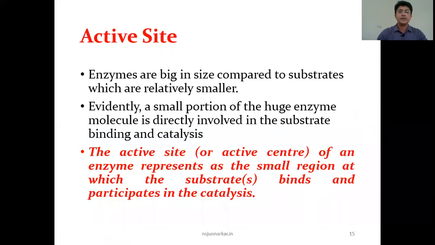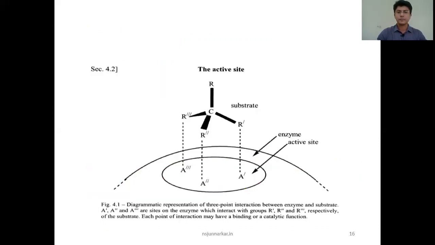Active site of the enzyme. Enzymes are larger in size compared to substrates, which are relatively smaller. Evidently, a small portion of the huge enzyme molecule is directly involved in substrate binding and catalysis. The active site or active center of an enzyme represents the small region at which the substrates bind and participate in the catalysis. Here you can see the active site is shown, where the substrate will bind, and these are the binding groups, whereas some of them are the reacting groups.